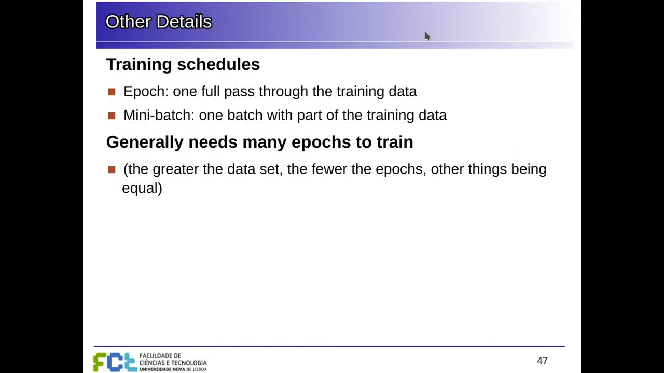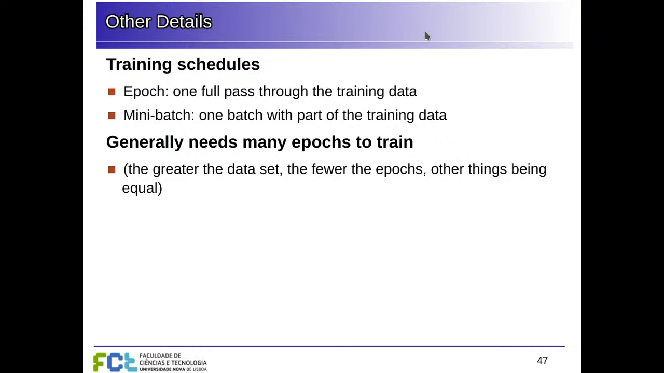Now, this is just a note on nomenclature. We call one epoch one full pass through the training data. So we present all the data points to our network, and we usually do that in mini batches, in groups of points, for example 8, 16, something like that. And in general, we need many epochs to train. Unless we have a huge data set, we need to present our data several times to the network until it starts to converge.